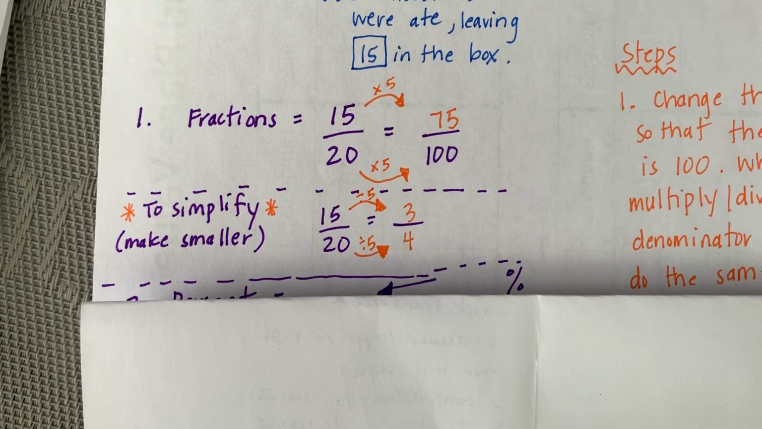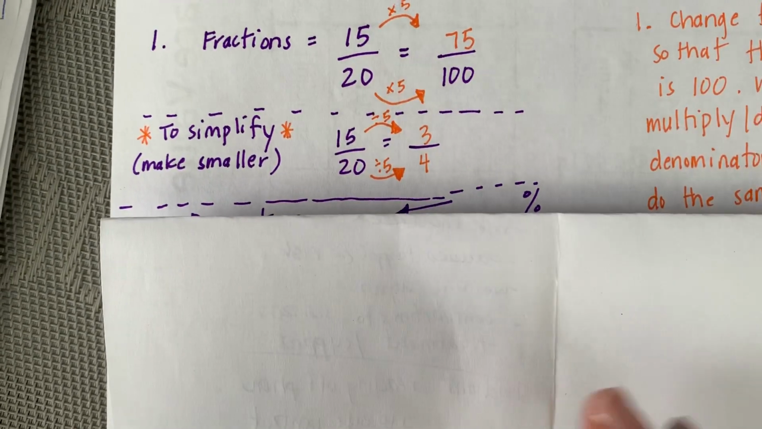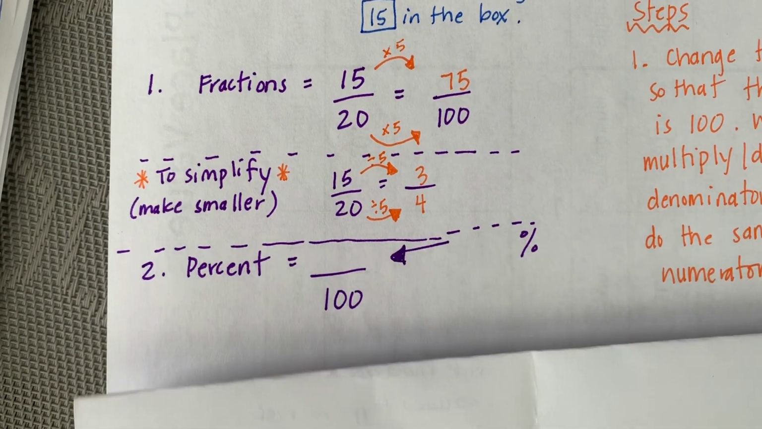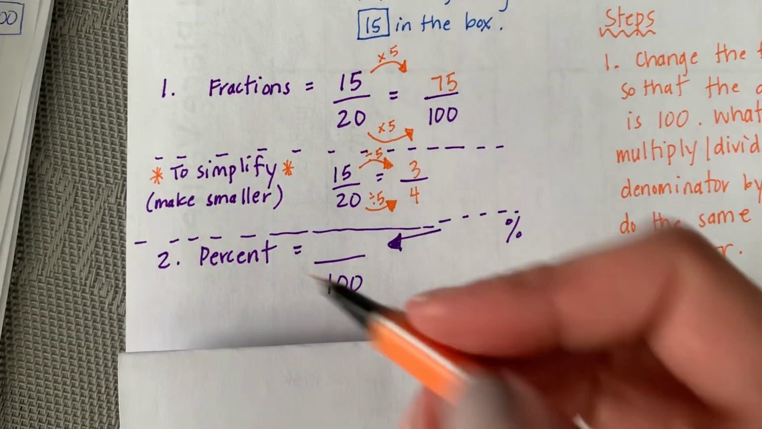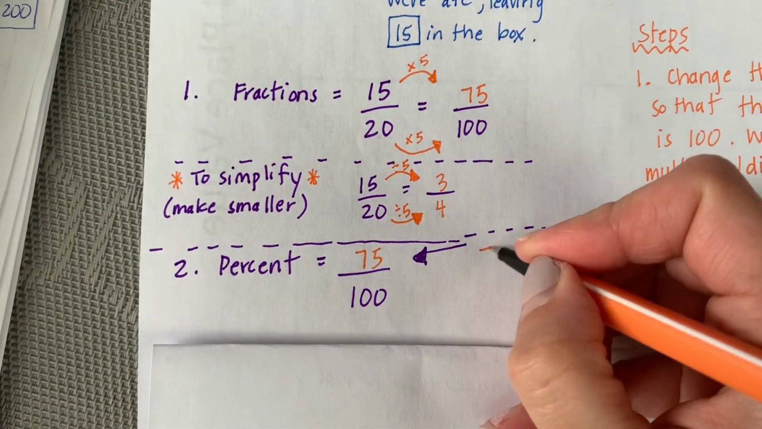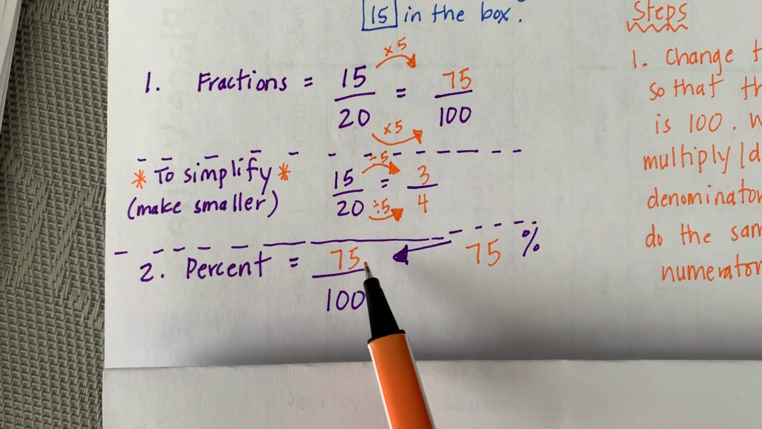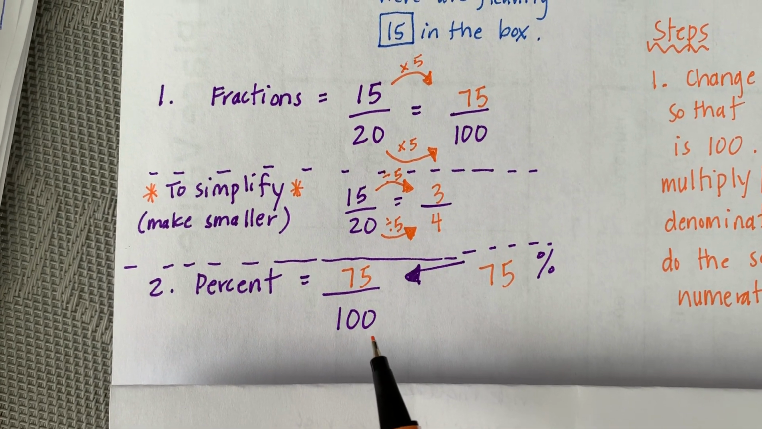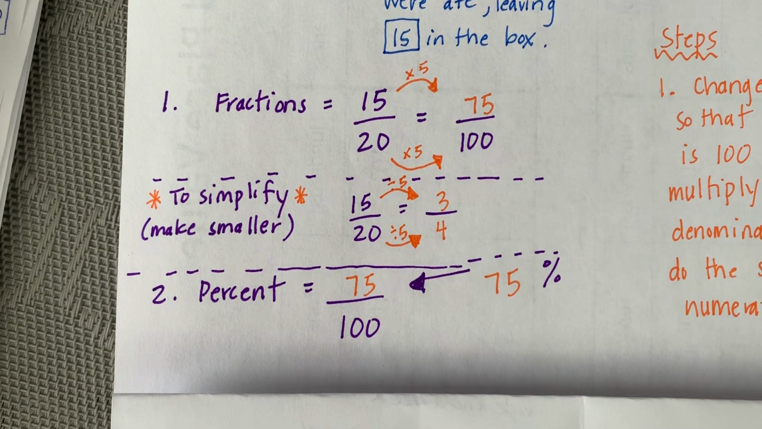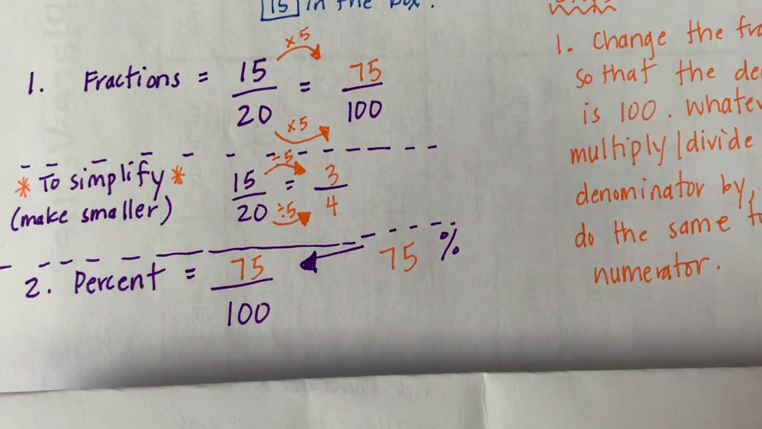Now, in order to change this into a percentage, it's quite easy once you have your denominator of 100. So once I have my denominator of 100, that top number is now my percent. So I don't really have any thinking to do. I have my fraction here, 75 out of 100, and that numerator is now my percentage. So that is equal to 75%.